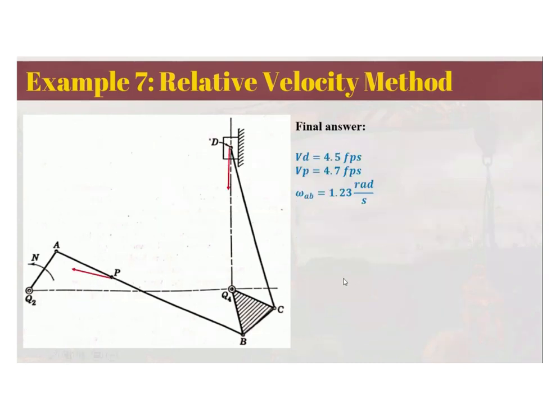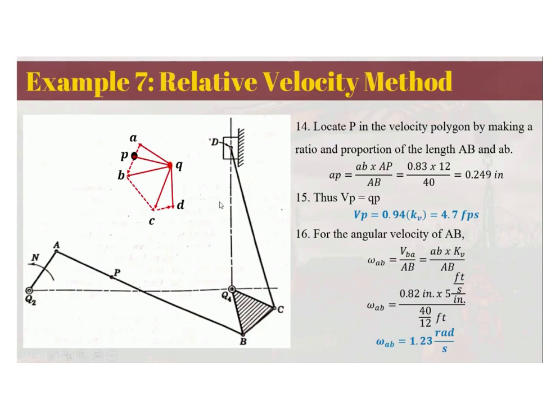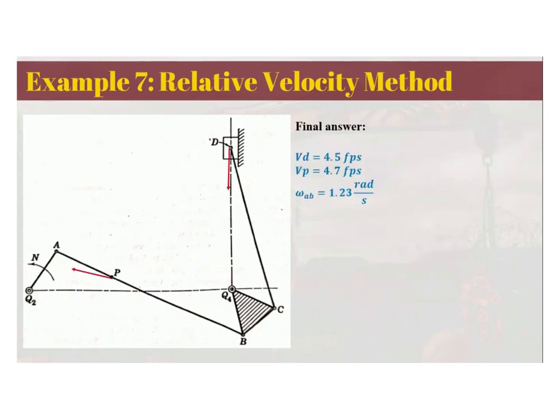Finally, we are able to solve our velocity of D, the velocity of P, and the angular velocity of AB. As you can see, your final answer should show now the direction in your actual drawing. Just copy from the velocity polygon the actual sense and the actual direction. So the velocity of D is downward and then the velocity of P in that direction from the velocity polygon. So this is the final answer.